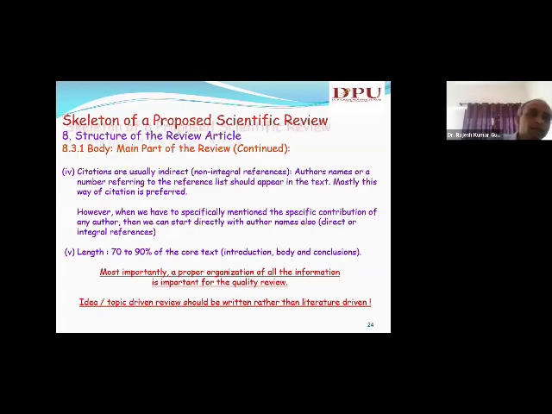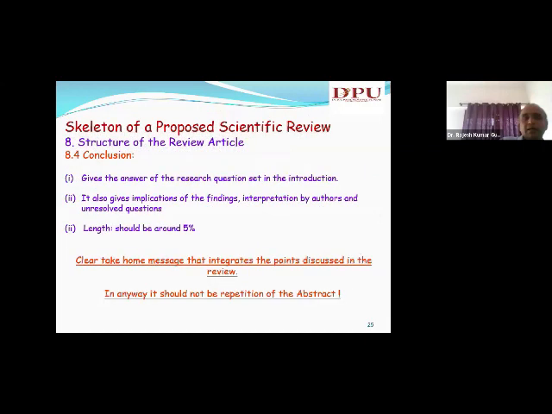Now again coming to the conclusion. The conclusion is basically the answer to the research questions set in the introduction. It also gives the implication of findings, interpretation by the authors, and some of the unresolved questions. Its length should be around 5%. A clear take-home message that integrates the points should be discussed in the conclusion. In any way, it should not be a repetition of the abstract. Obviously, we discussed some things in the abstract, but we should be new, more open and more discussing in the conclusions. So, very straightforward conclusions.